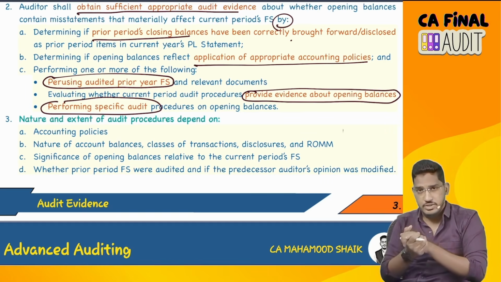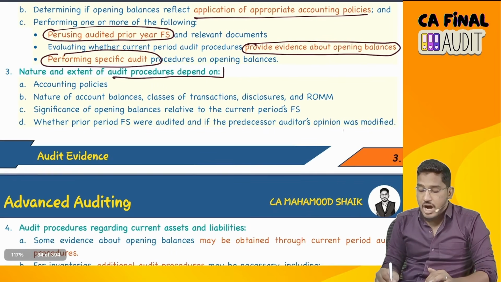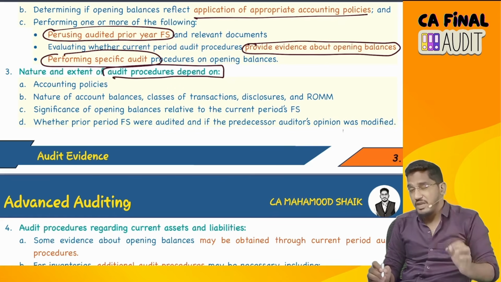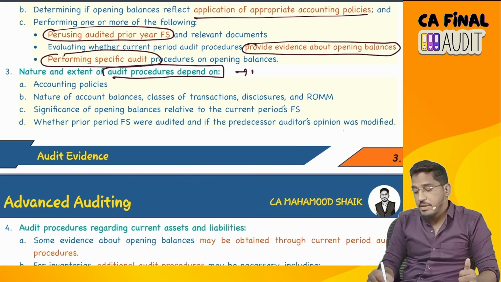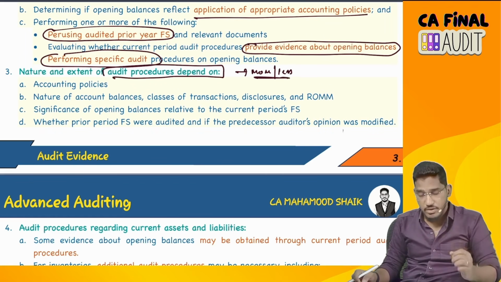So like this, specific audit procedures you have to perform. And also the nature and extent of audit procedures. How much nature and extent of audit procedures you will perform on opening balances depends on various factors. That means, will you perform more audit procedures on opening balances, or will you perform less audit procedures on opening balances? That is going to depend on factors.